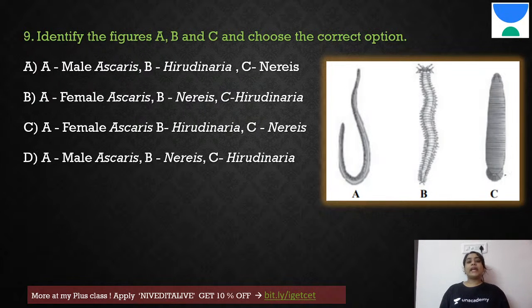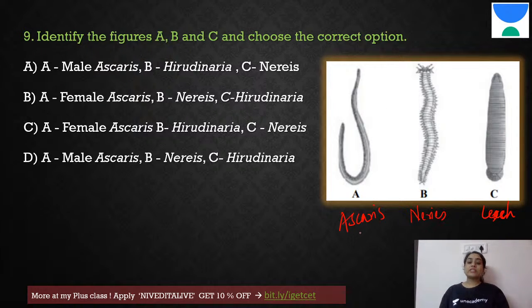Okay, so that is an example. You have A, B, and C. You have to choose the correct option given here. This is clearly Ascaris, right? Here you can clearly see this is Nereis, and this is clearly the leech.